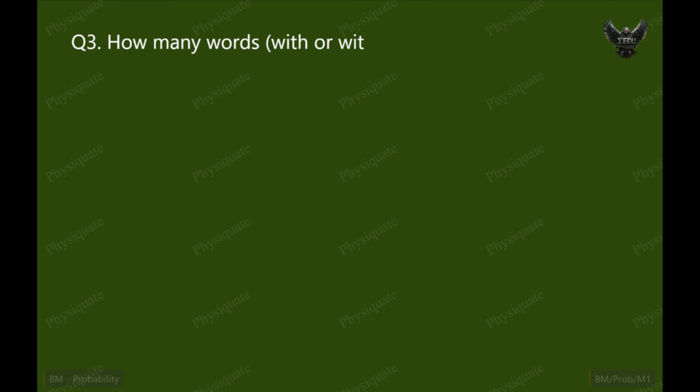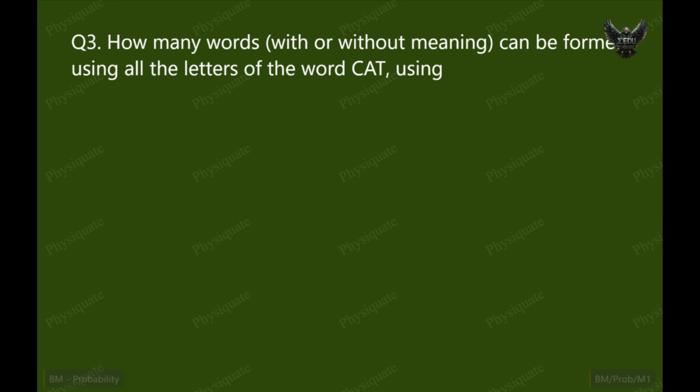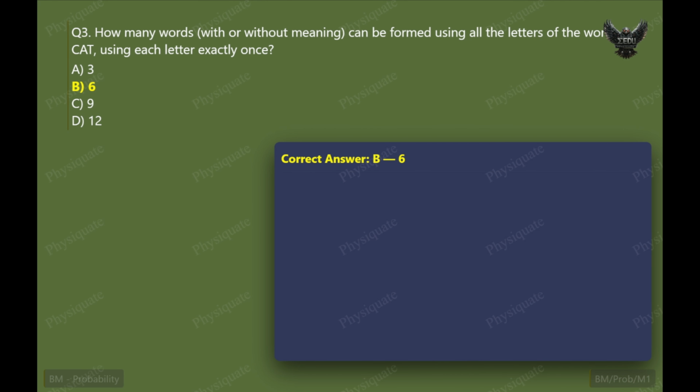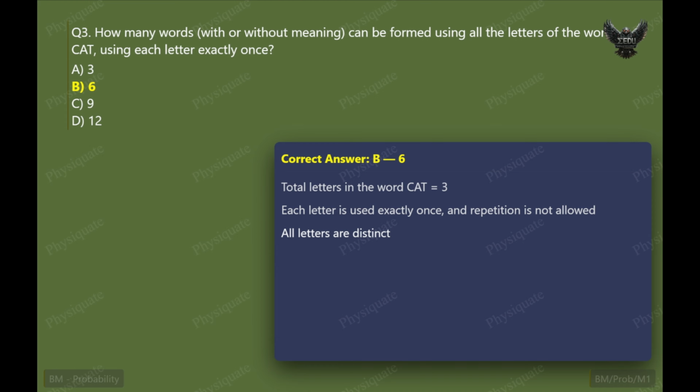Question 3. How many words, with or without meaning, can be formed using all the letters of the word CAT, using each letter exactly once? Correct answer is option B. Total letters in the word CAT equals 3. Each letter is used exactly once, and repetition is not allowed. All letters are distinct: C, A, T. Order is important in forming words.